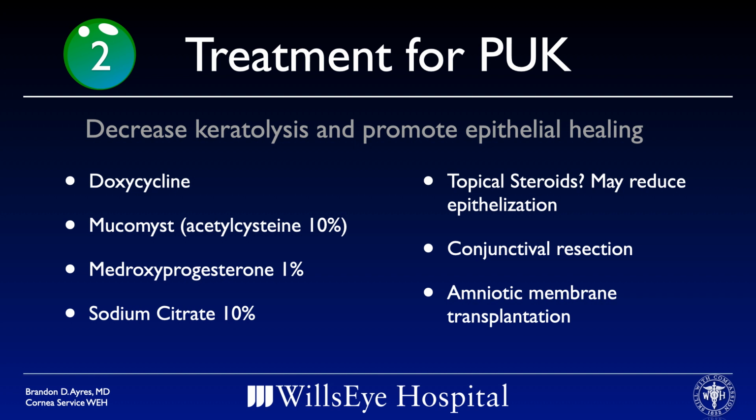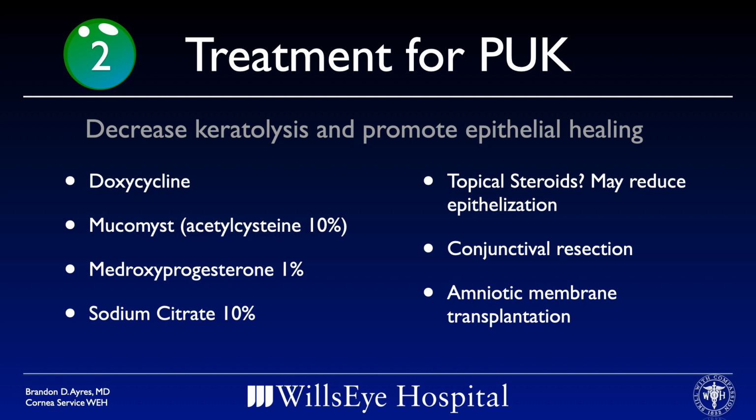To decrease the inflammatory melts, you've got to stop that keratolysis and really promote the epithelial healing. So how do you do that? What are our MMP9 inhibitors? Well, we've got things like doxycycline, we've got Mucomyst or acetylcysteine 10%, medroxyprogesterone, sodium citrate. Topical steroids probably do stop keratolysis, but there is some concern about using them long term as they may reduce epithelialization. Although if somebody is in bad shape, I don't think there's any harm in putting a topical steroid on.